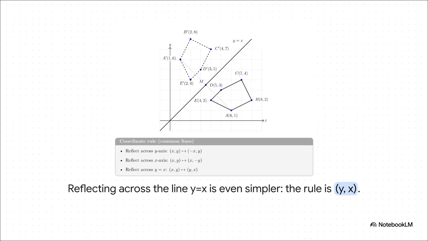And what about that mirror flip across the line y = x? The rule for that is almost ridiculously simple. A point (x, y) just becomes (y, x). The coordinates literally just trade places. It's such a perfect example of how the geometry of the flip is deeply, deeply connected to the algebra.